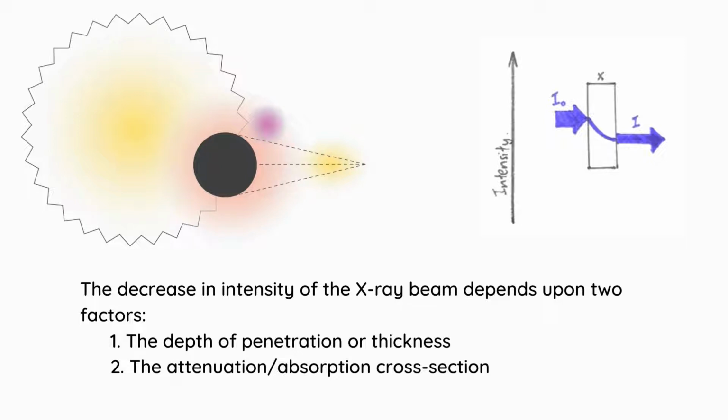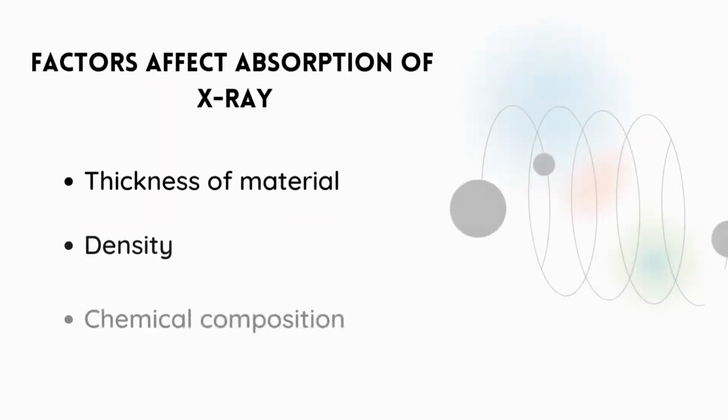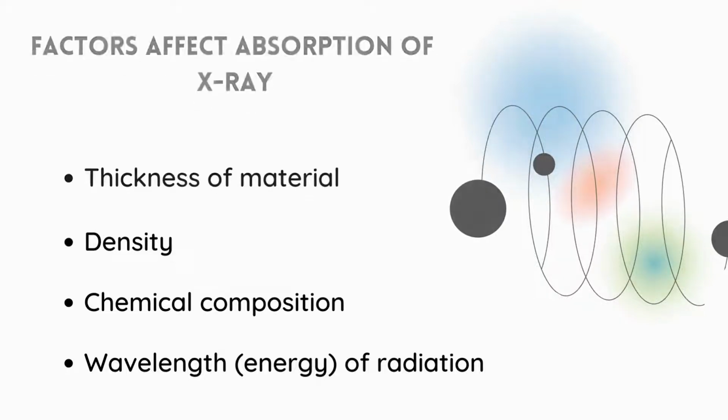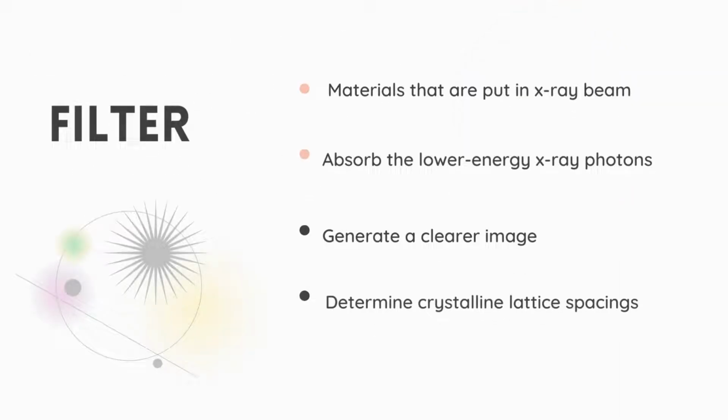The intensity of an X-ray beam decreases as it penetrates through matter. It gives information about the absorbing material, like the concentration of the sample. Factors that affect absorption are the thickness of the material, density, the chemical composition, and finally, the wavelength of the energy radiation. What is a filter?